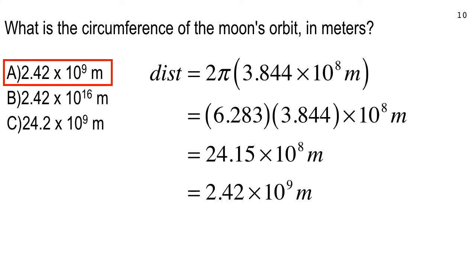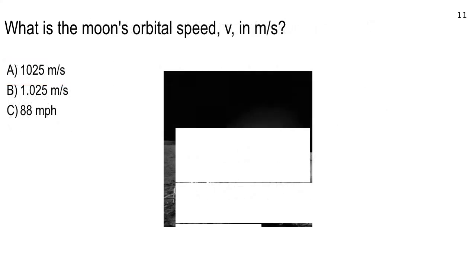So the next question is, what is your orbital speed in meters per second? Go ahead and calculate. And this is multiple choice, too. You have three options. Actually, we only have two options because one of them is 88 miles an hour.